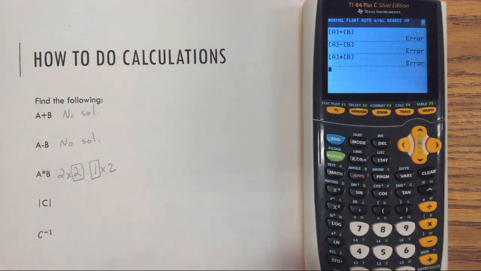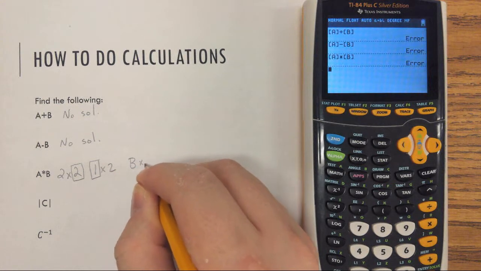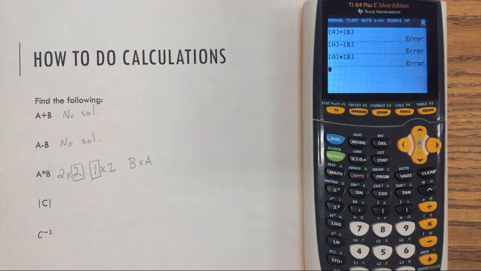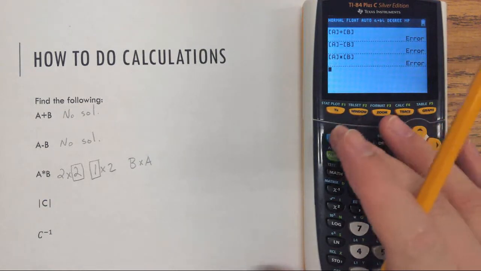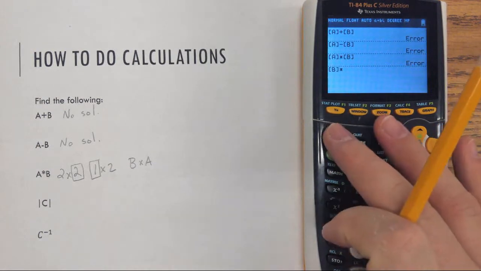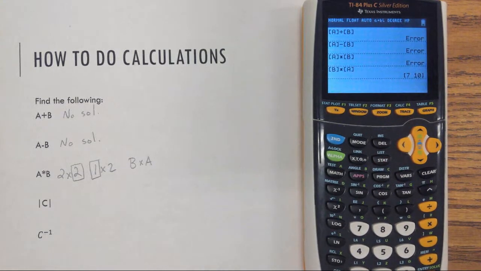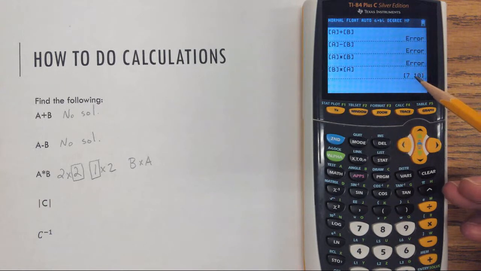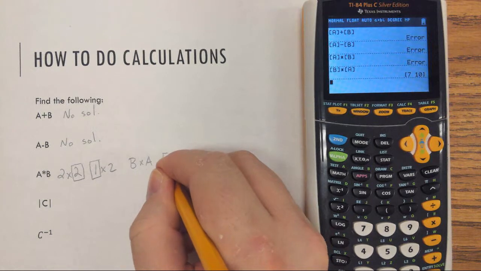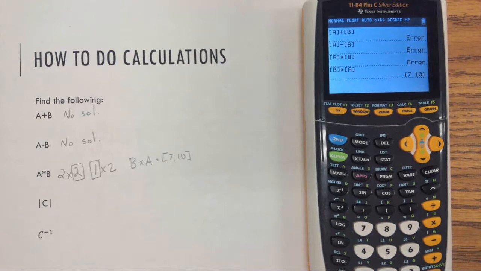Let's add a little one in here. Let's do B times A. Okay. Now this will work. Order matters with matrices, so this one will work. So we'll do B times matrix A. There we go. We got our solution. 7, 10. See? So the solution to that is 7, 10. Alright.